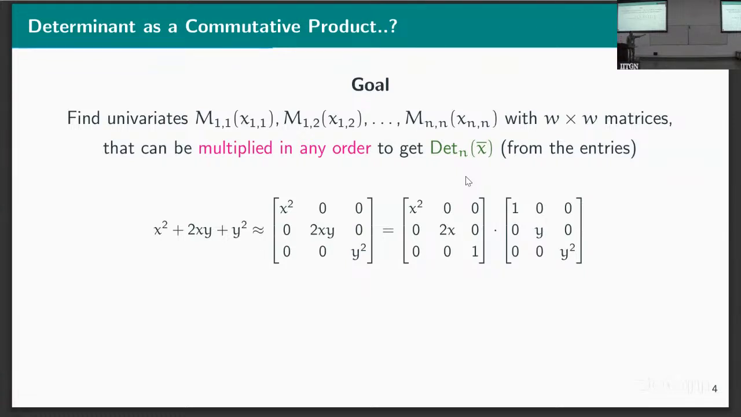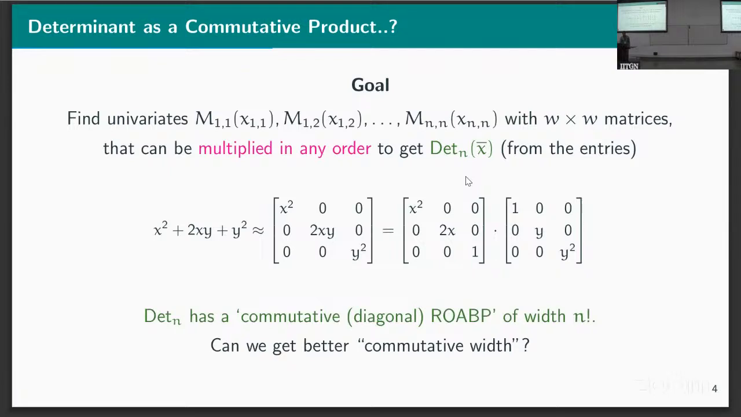Similar to this, remember the whole monomials and writing sum of monomials along the diagonal. This is exactly that construction. And since you are only getting diagonal matrices, you can swap them around. So the trivial bound, in fact, holds for commutative products. Good. So by the same logic, the same bound that we used earlier, determinant has an ROABP which uses only diagonal matrices, and they have width n factorial.